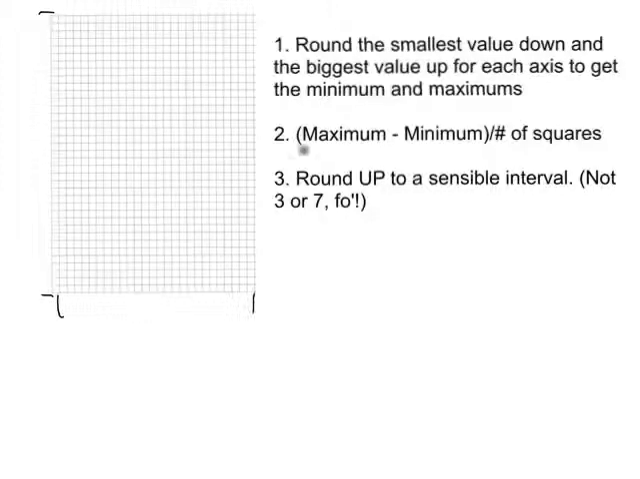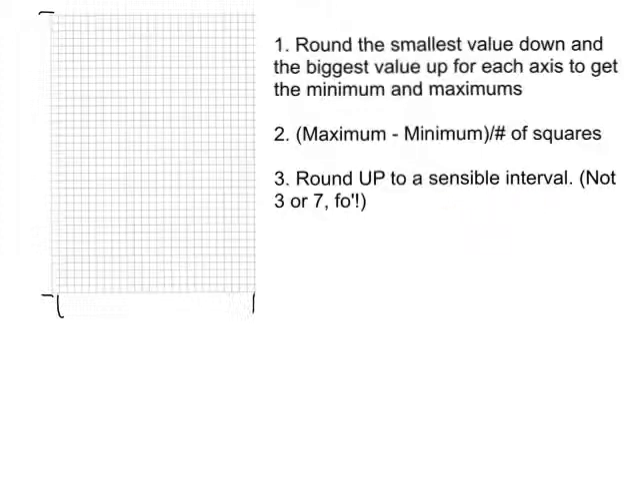After you've done that, I want you to take your maximum and subtract your minimum, and then divide by your number of squares. So that's going to give you kind of where your interval needs to be, how much each square needs to be worth. But if you get something that's kind of funky or a decimal, I want you to round it up to a, quote, sensible interval.